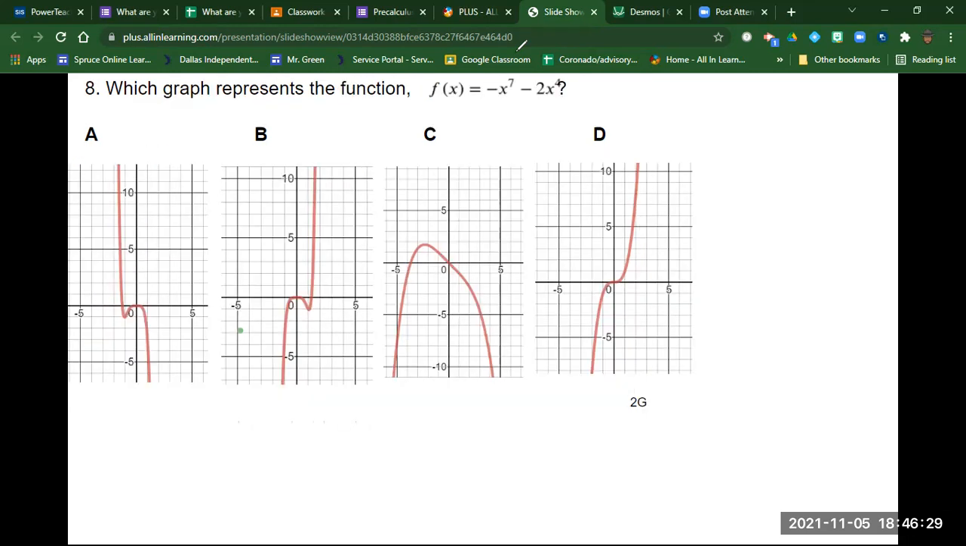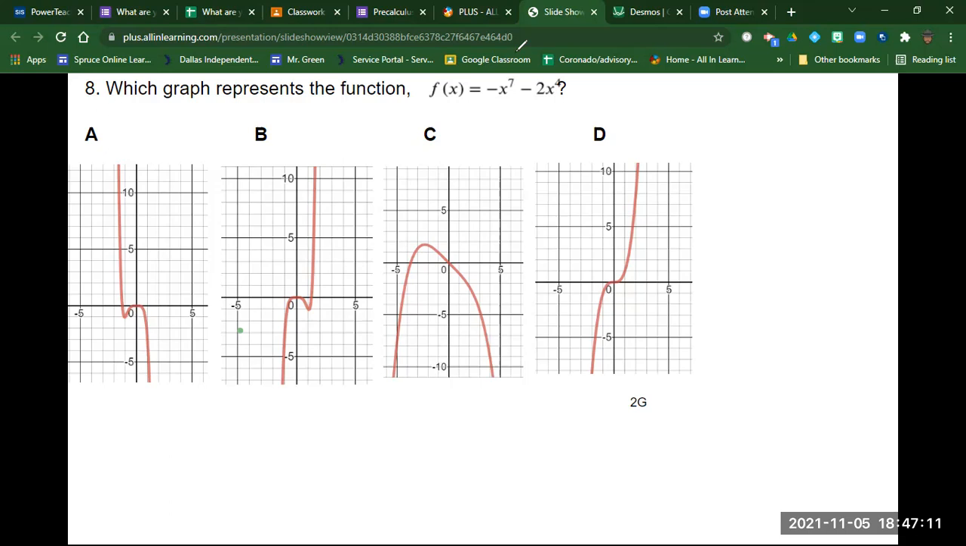All right. What graph represents the function f of x equals negative x to the 7th minus 2x to the 4th? Now you could do this two or three ways. You could just graph it, and we'll do that second. But the way that we really wanted to do this is to have an idea that this is an odd function that's been reflected about the x-axis. So this is a reflected odd function.